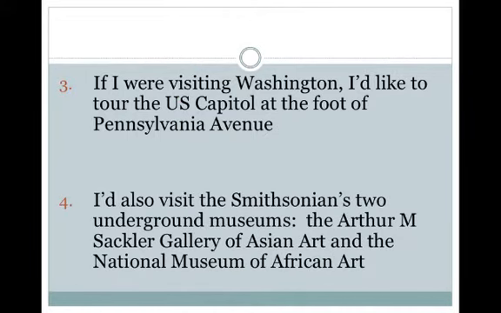Number 4. I'd also visit the Smithsonian's 2 underground museums, the Arthur M. Sackler Gallery of Asian Art and the National Museum of African Art. This sentence needs a period after M, the abbreviation in the person's name, and at the end of the sentence.